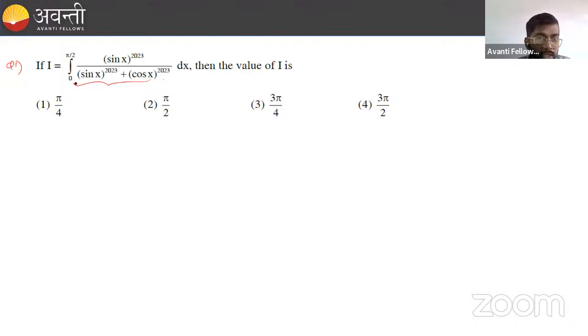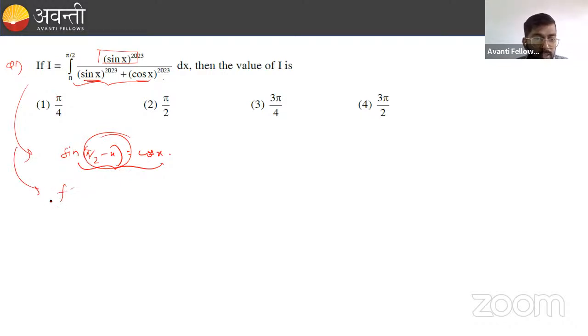Okay, so here we can see that in the numerator there is sin x, and in the denominator there is sin x as well as cos x. So what we will do for this kind of question is, we know that sine of pi by 2 minus x is equal to cos x. To use this property, we know there is one property in integration also, which says integration of f of x from a to b dx is equal to integration from a to b of f of a plus b minus x dx, right?